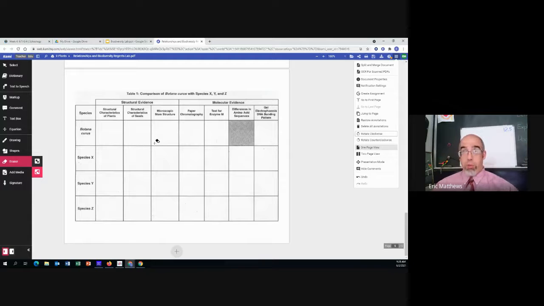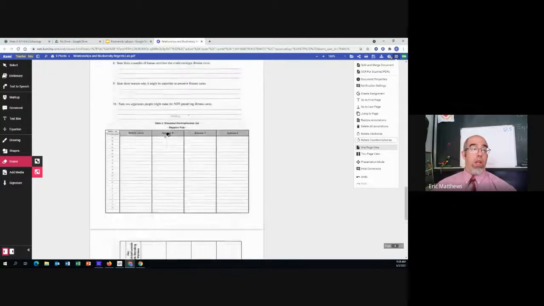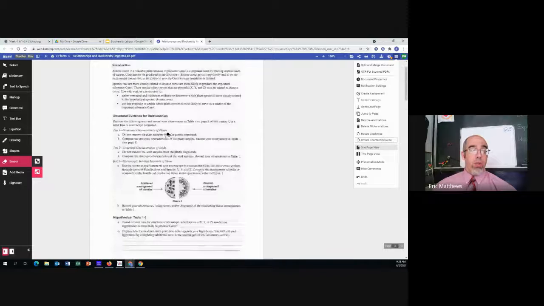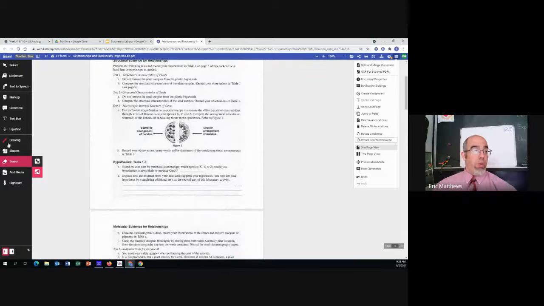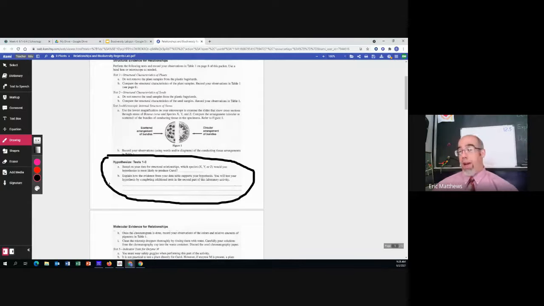Once you have those three done, we're going to come back up to our questions, and right here, we are going to now answer. Which one do we think is the closest relative of Botanicurus based just on the physical characteristics? And why?